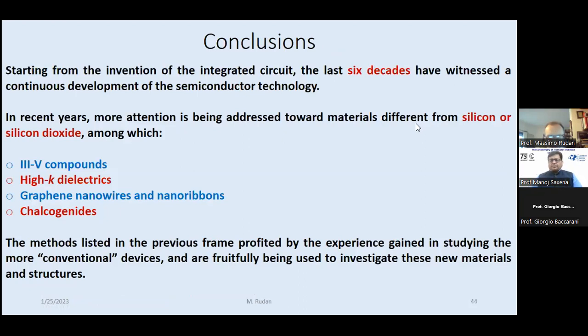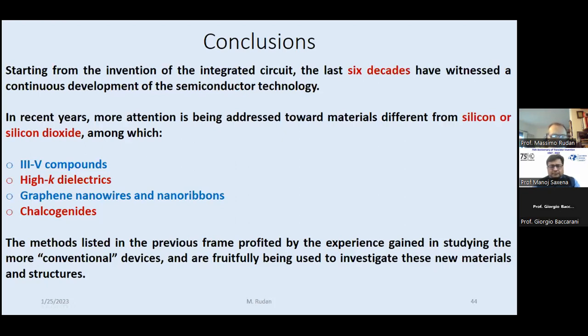I think it has been a very, very fortunate situation for those who have been working in the last decades in this field, because we have witnessed the enormous improvement and development of this field. So I'm very happy that I had the occasion to work in this field.